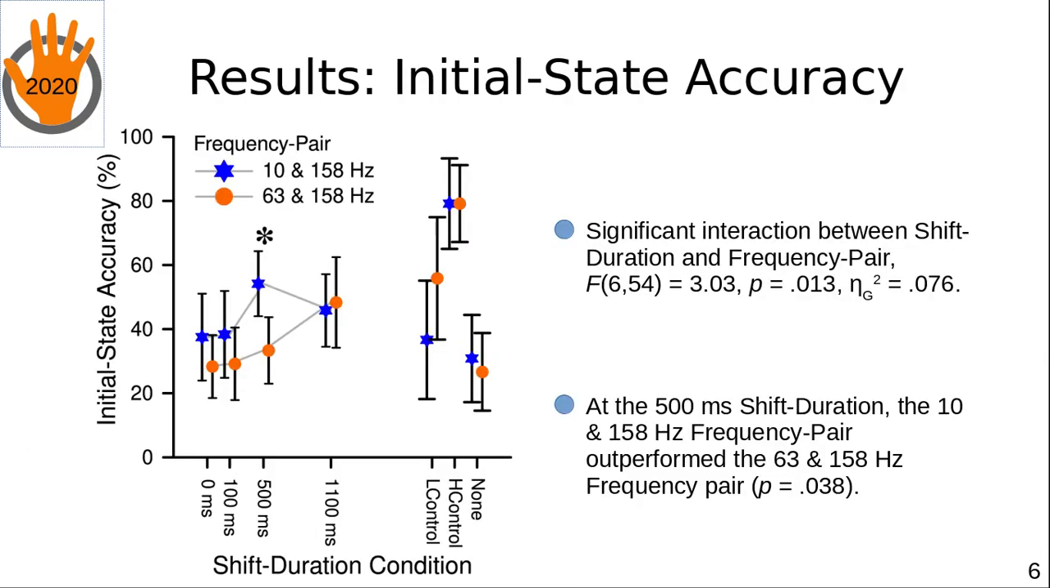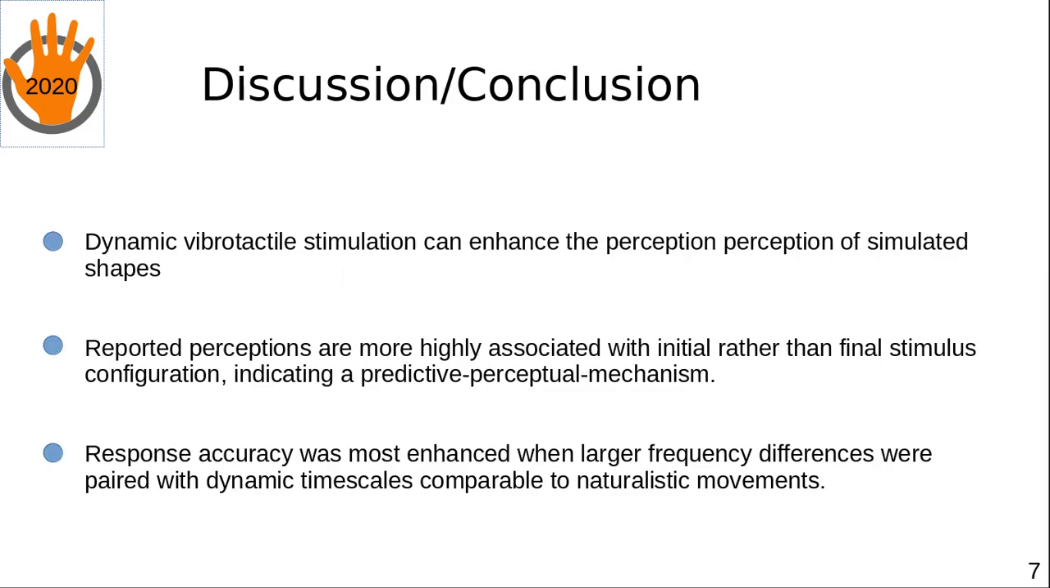This secondary analysis resulted in a significant interaction between frequency pair and shift duration. Post-hoc analysis revealed a single significant difference which showed enhanced accuracy for the 10 and 158 Hz frequency pair at a shift duration of 500 milliseconds. Overall, we found that dynamic stimulation patterns do lead to more robust perceptions of simulated vibrotactile features.